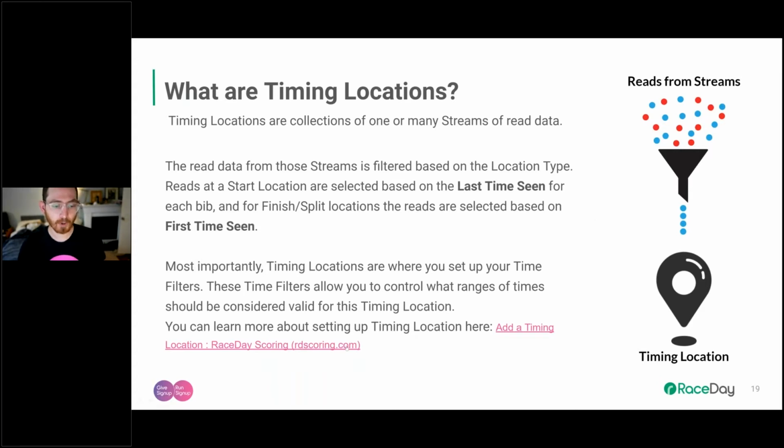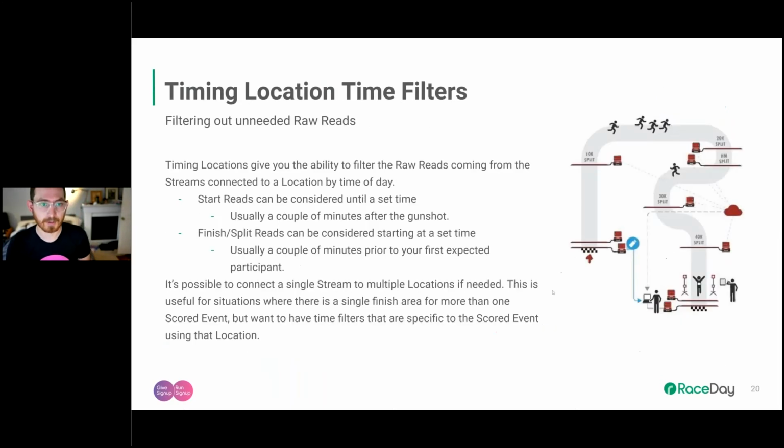So you can learn more about setting up timing locations here. But those are the two main things to keep in mind: there's the location type, and there are the time filters, and that is what filters out all of those raw reads down into what we call scored reads, which we'll talk about later. So, the timing location time filters give you the ability to filter out the raw reads.